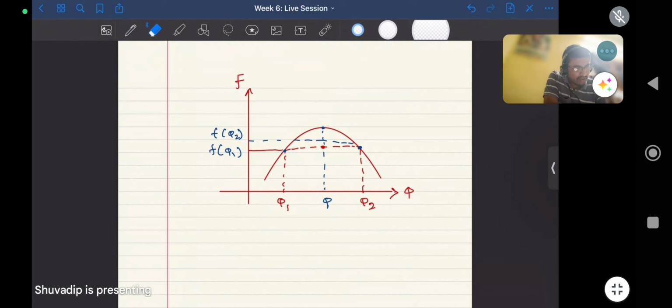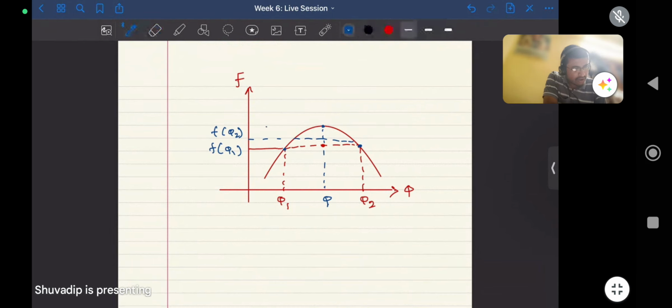But if its shape is opposite to this, something like this shape, then suppose this is f of phi 1, this is f of phi 2, so f of phi will be there and the free energy is lower than this, so it will try to mix. We can find the phi there.